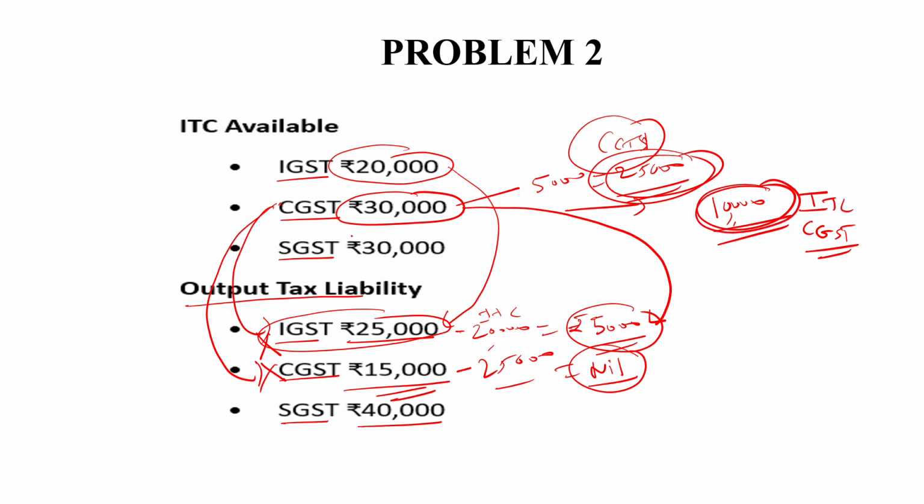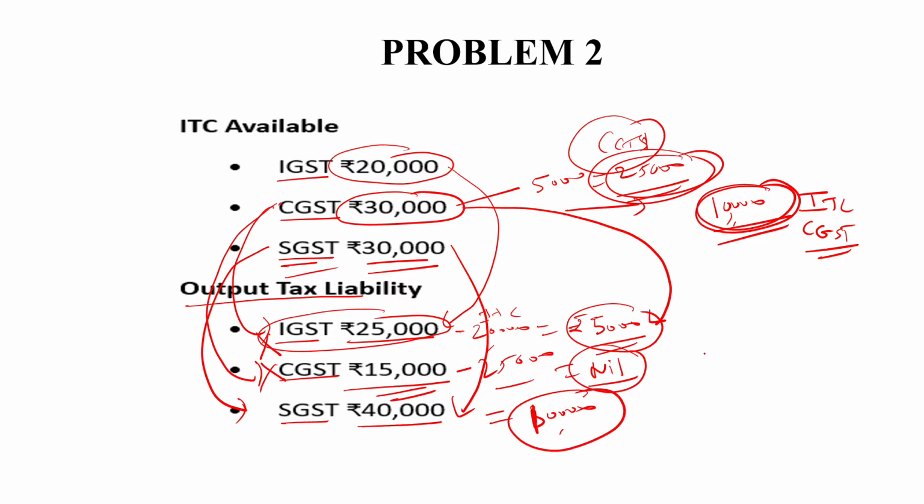Now the third one, we have SGST of 30,000. So SGST we have to set off with SGST of 40,000. So 30,000 minus liability of 40,000, we have 10,000 balance remaining. So in this answer we have input tax credit of CGST of rupees 10,000 and the liability of SGST of rupees 10,000. So a very simple problem to solve.